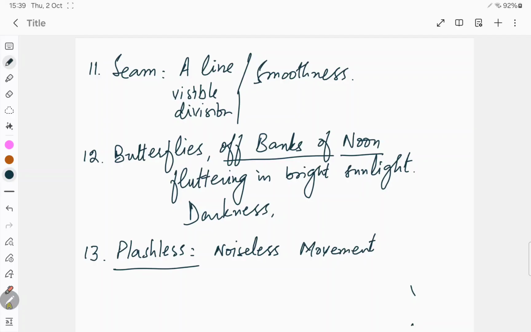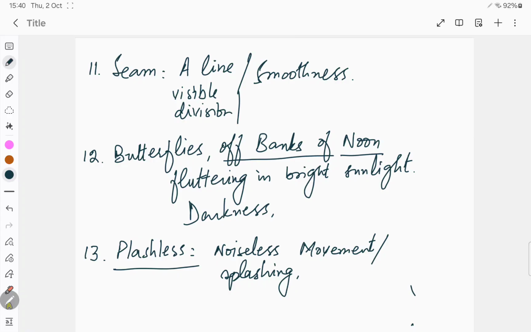And the antonym can be splashing or noisy, you may say. And the sentence of plashless can be the fish darted plashless through the clear water. That means it did not make any noise and moved very smoothly into the water.